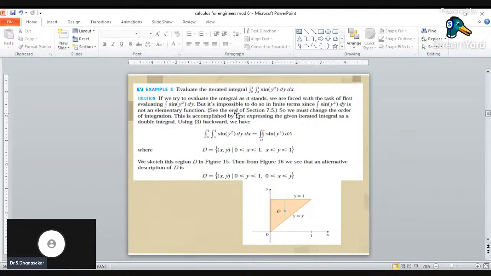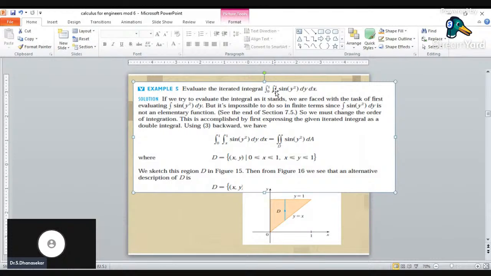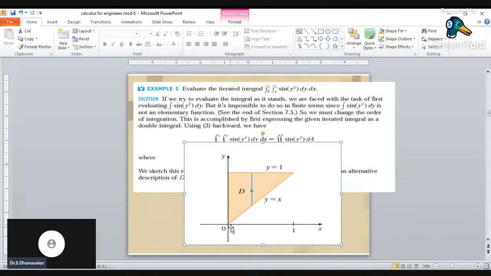Same thing: sometimes the region is not given, only the limits are given. See here in this integral, the y limit is x to 1. That means y equal to x and y equal to 1. If I draw y equal to x and y equal to 1, this is the y equal to x line, and this is the y equal to 1 line. So if I go for dy dx and draw a vertical line, it starts at x and ends at 1.